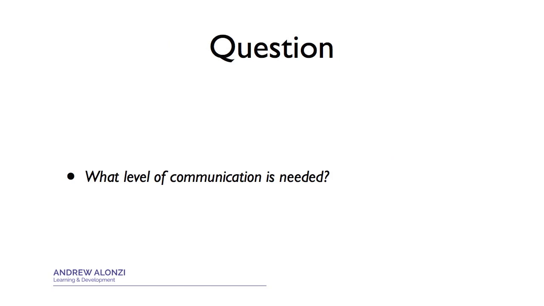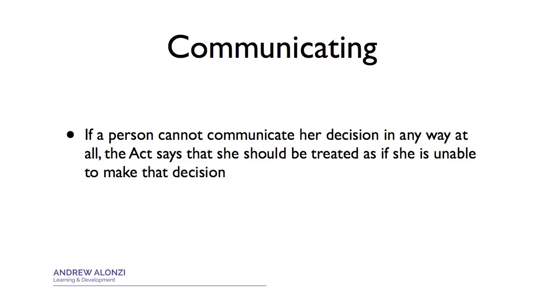What level of communication is needed? Sometimes there is no way for a person to communicate. For example, if a person is unconscious or in a coma. If a person cannot communicate her decision in any way at all, the Act says that she should be treated as if she is unable to make that decision.